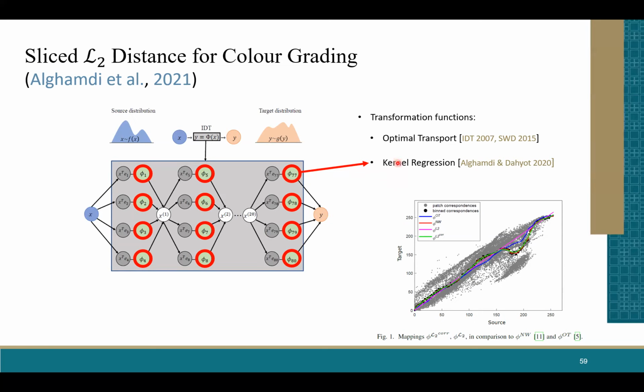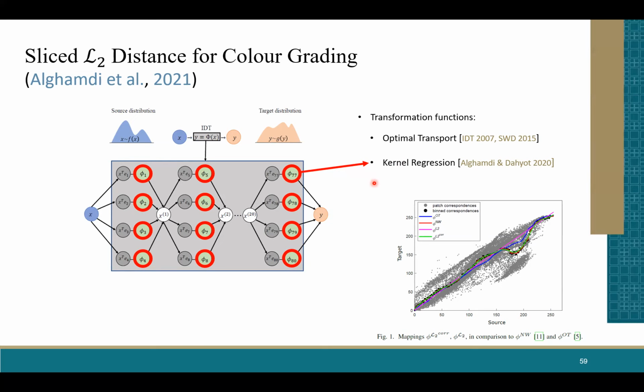But the optimal transport and the Nadaraya-Watson estimator are, by definition, non-parametric functions. They have no parametric formulation of the solution. So this limits the possibility of applying this transformation to previously unseen values, such as recoloring multiple frames in a video. If we have a video, we want to estimate the transformation from the first frame and automatically apply that transformation to the rest.